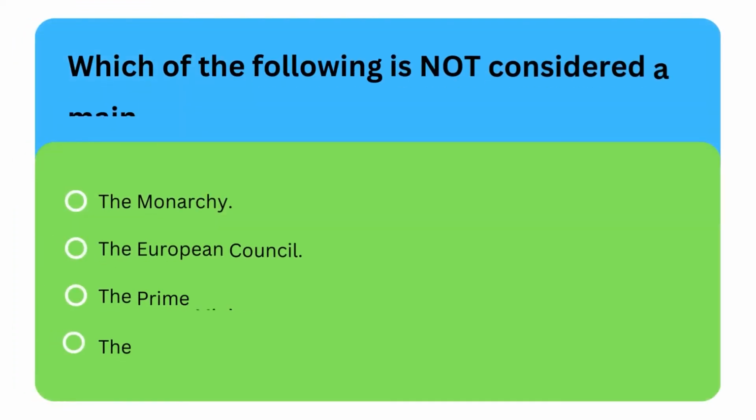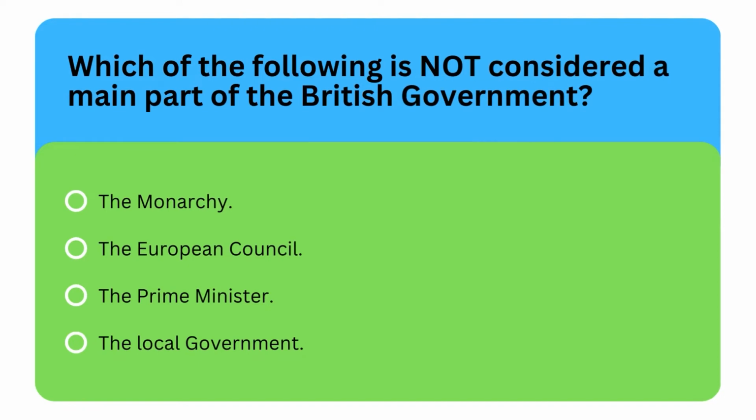Next question is, which of the following is not considered a main part of the British government? Options are the monarchy, the European Council, the Prime Minister, or the local government. So the correct option is second option. The European Council is not considered a main part of the British government.